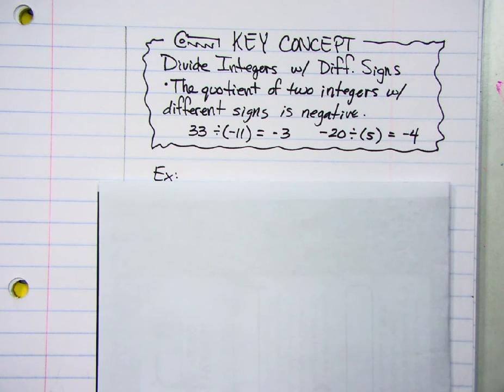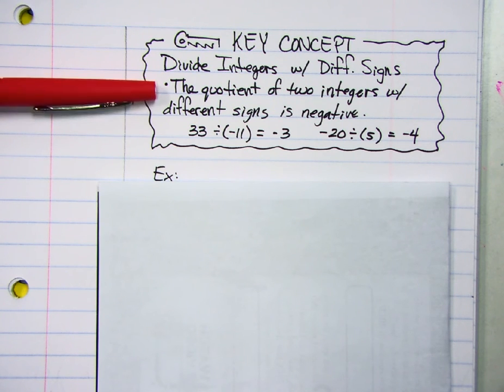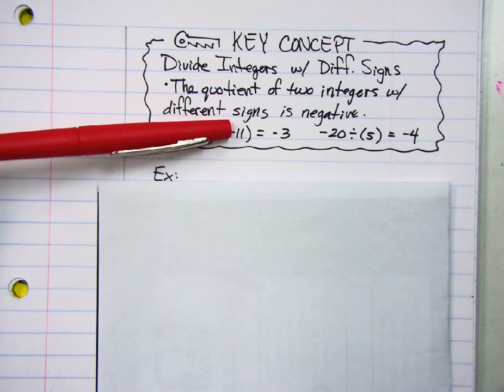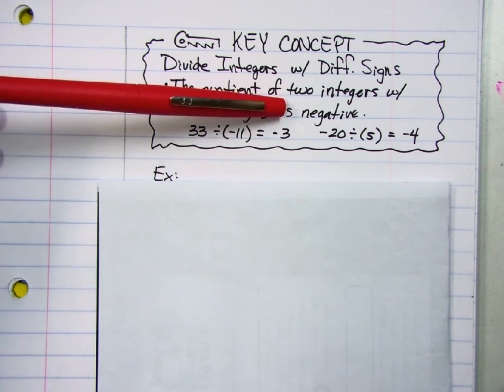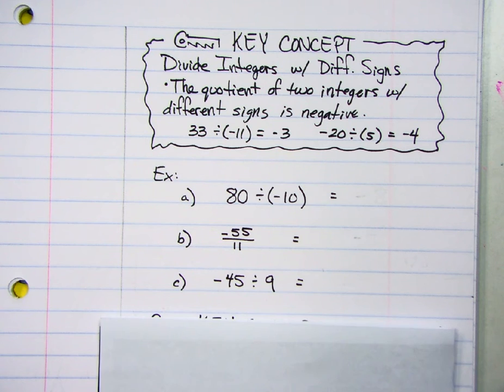Both of those examples gave you an idea about this key concept, dividing integers with different signs. The quotient of two integers with different signs is negative. When we divide a positive by a negative, I get a negative, or a negative divided by a positive is also negative. So take a moment, try out these three problems here before we move on.